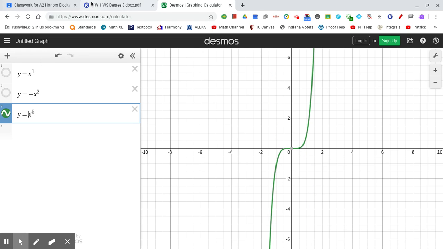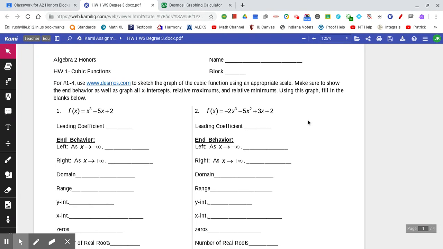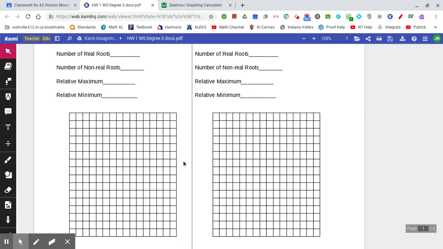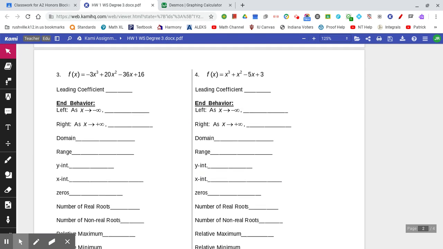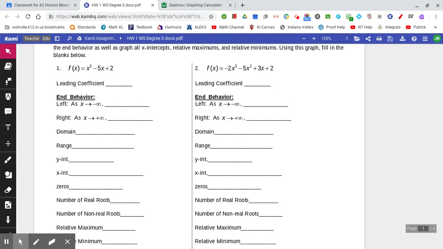So what you're going to be doing on this homework assignment, on the first 4 questions, is using Desmos. And actually, you can answer some of these before using Desmos about the characteristics of the graph, and then also making a sketch of the graph itself. So that's what you're going to do on questions number 1, 2, 3, and 4. So let me walk you through question number 1.